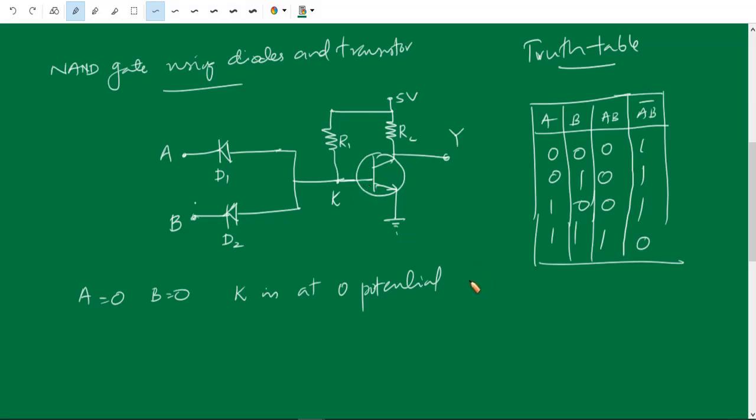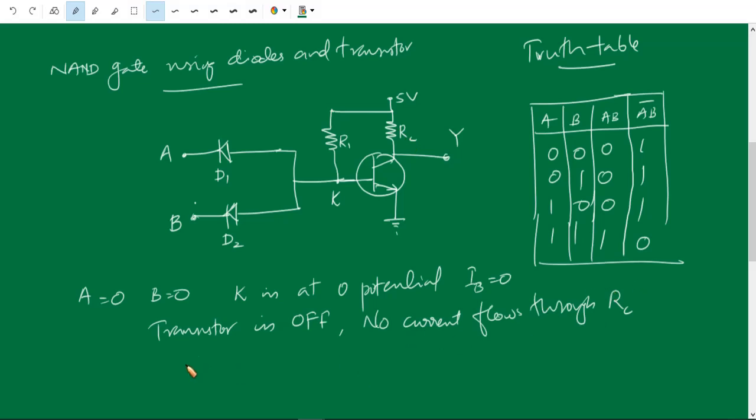Therefore IB, the base current, is 0. When the base current is 0, the transistor is off. When the transistor is off, no current flows through the collector to emitter, so there is no current flow through the load resistance RC. Therefore, at Y, the potential will be 5 volts. So we got the first output: for the combination 0, 0, we have output 1.